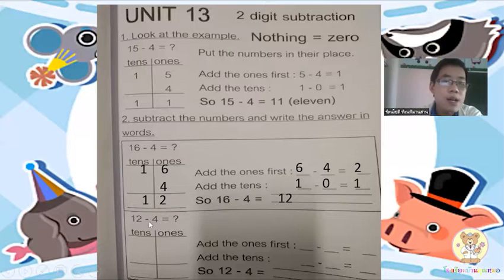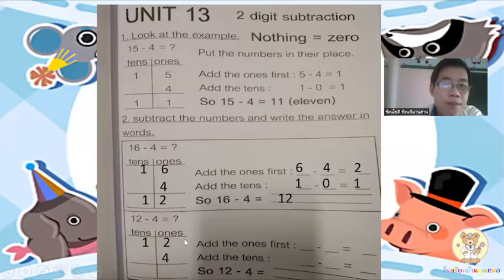Next, 12 minus 4. Again, we need to expand number 12. Number 1 is placed in the tens, number 2 is placed in the ones, and number 4 is also placed in the ones. First of all, you need to bring 2 minus 4. But you need to be careful, because we cannot do 2 minus 4 since number 2 is less than number 4. You need to be careful.